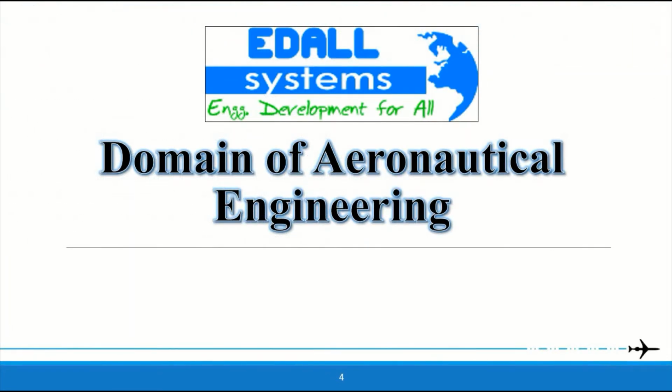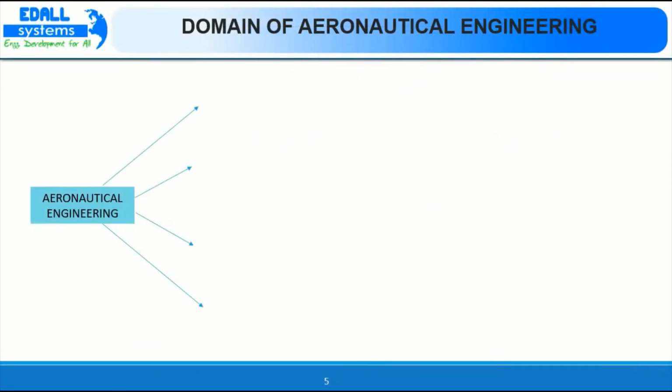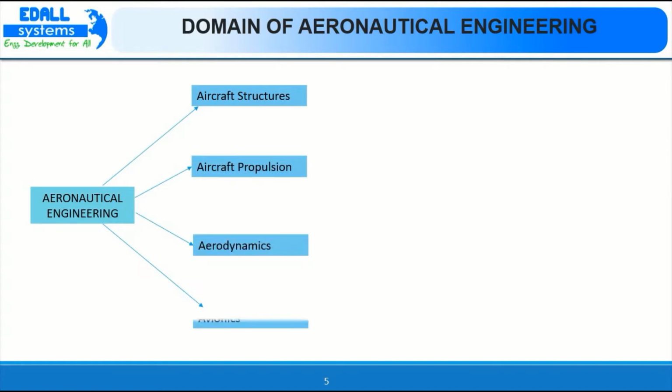First, we will start with the domain of aeronautical engineering. We will see that aeronautical engineering mainly has four branches. The first branch is aircraft structures, then aircraft propulsion, then aerodynamics, and the last one is avionics. Though these are the main primary four branches of aeronautical engineering, there are several other branches which come under these branches. So these are the main four domains we can say. Aircraft structures is completely about the structure, the stress and strain acting on the aircraft body, the materials, the strength. These all subjects come under aircraft structures.